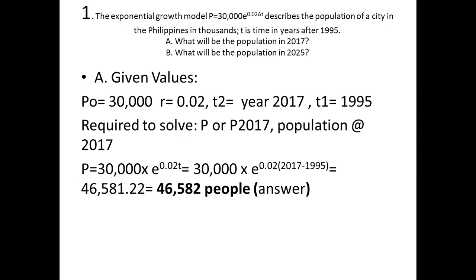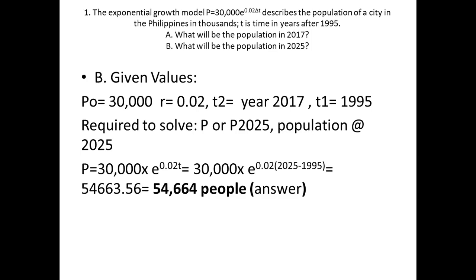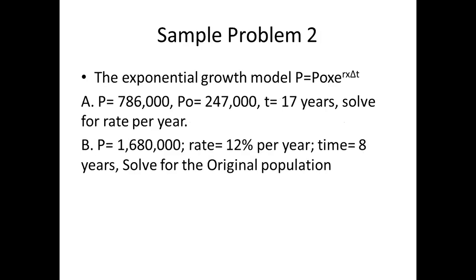To solve this one, we have to substitute the following values: P is equal to 30,000 times Euler's number raised to 0.02, multiplied with the change in time. So 30,000 times Euler's number raised to 0.02, multiplied with 2025 minus 1995, gives us almost 55,000 people. We have your second sample problem.